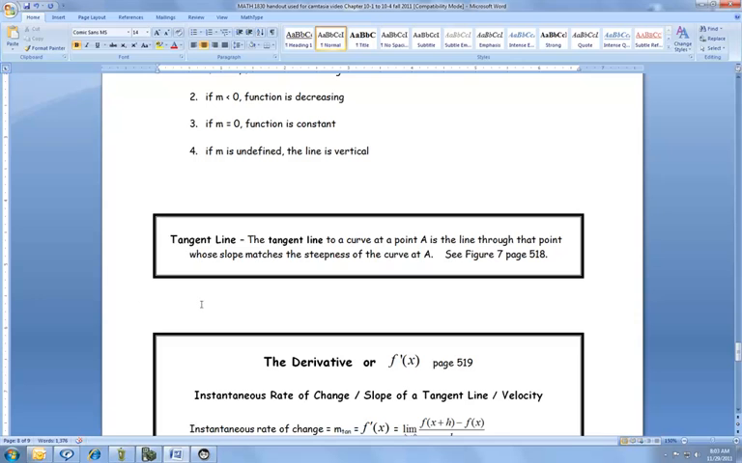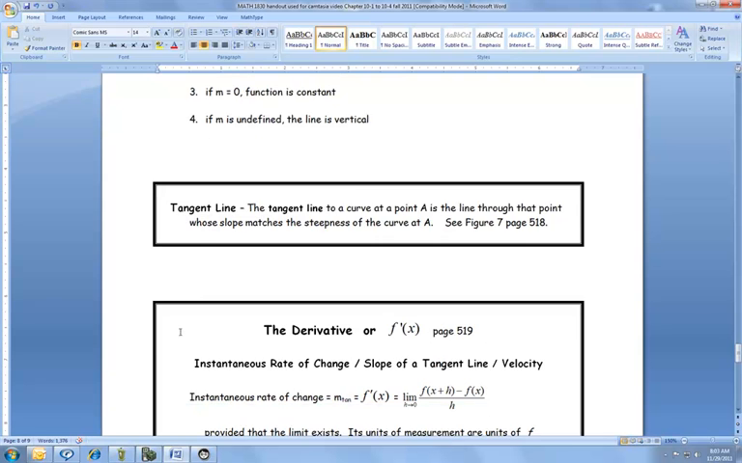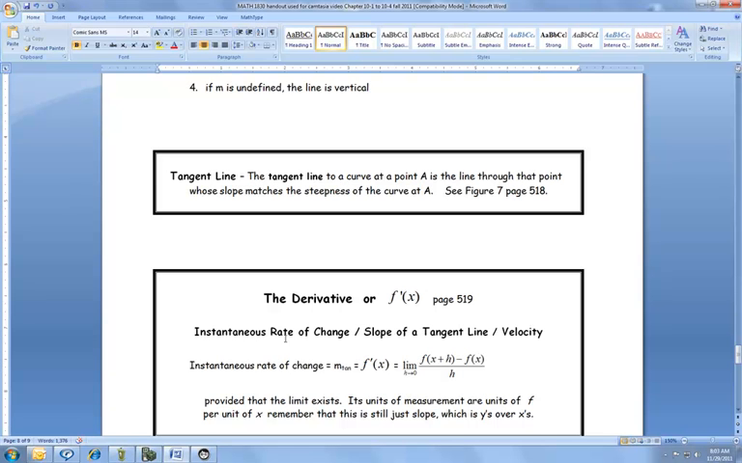Now, our derivative. Here's a new notation, f prime of x, and you will need to use this notation. This is on page 519. It's instantaneous rate of change, or slope of a tangent line, or velocity. It's all three of these things. We use it a lot for instantaneous rate of change and slope of a tangent line. So the instantaneous rate of change, slope of your tangent line, is equal to f prime.